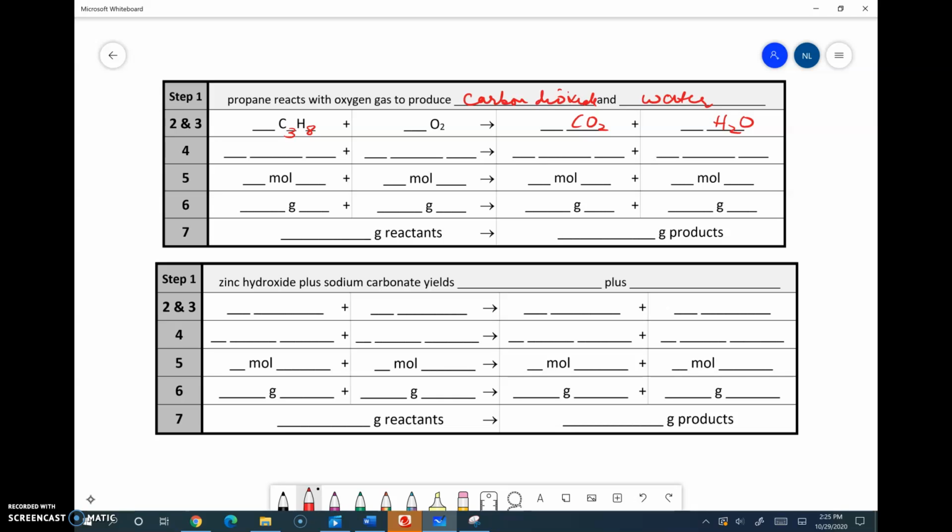So I'm going to go ahead. The next step is to balance this equation. Let me go ahead and balance this. 3 carbon, 8. So I'm going to go ahead and put this. Total oxygen is 3 times 2 is 6 plus 4, 10. Let's put a 5 here.